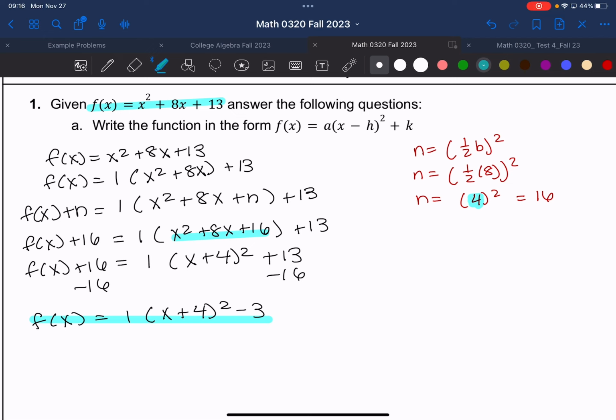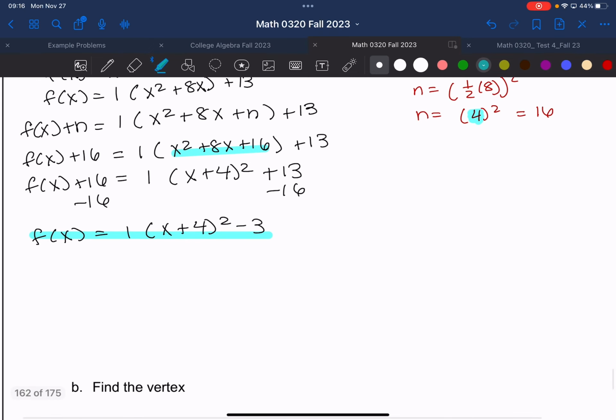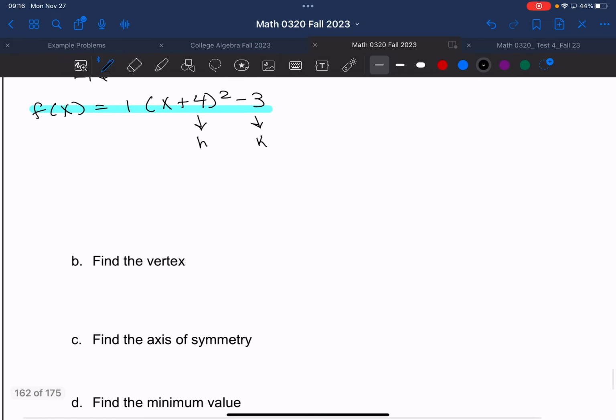Okay. Who remembers why it's called vertex form? What can we find from this equation? Find the point of the vertex. Good, we can find the point of the vertex. So this tells us that this is our h value and this is our k value. Because the vertex, and that's the next question here, is h comma k.